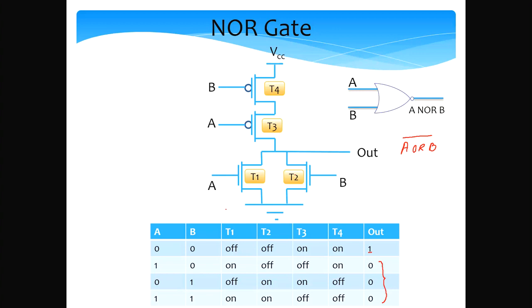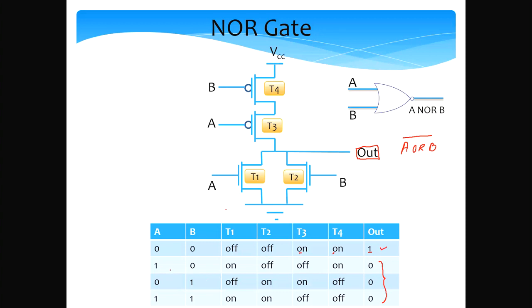Let us first consider the simple case where A is 0 and B is 0. In this case, both the NMOS transistors, T1 and T2, are off, and both the PMOS transistors T3 and T4 are on. This basically means that T3 and T4 form a conducting path. So the voltage at the output terminal will be the same as VCC, the supply voltage, because T3 and T4 are conducting. Hence that will be a logical 1.